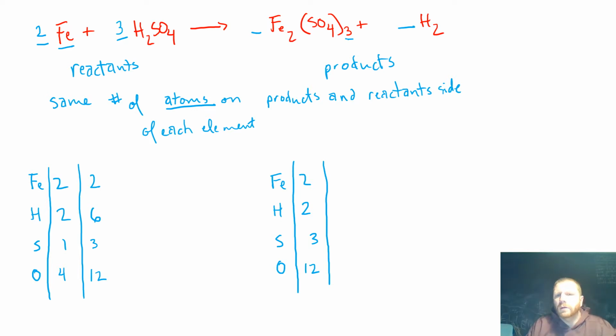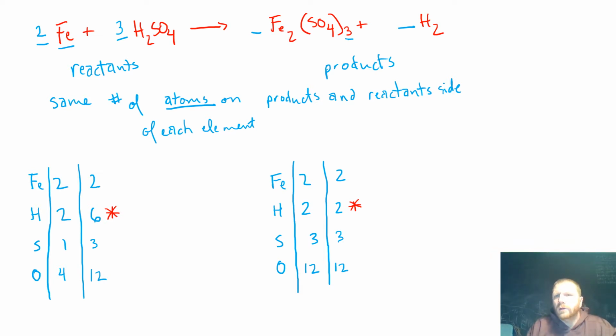Now let's go over to the other side. Did my addition of that 3 coefficient change anything on the product side? No, it didn't. So iron remains the same, hydrogen remains the same, sulfur remains the same, and oxygen remains the same. Now, after I've added the second coefficient, I can see that I have an imbalance, and my imbalance is in my hydrogens. Everything else is actually squared away. So what does that mean? Well, if I look on my product side, one of my products is H2.